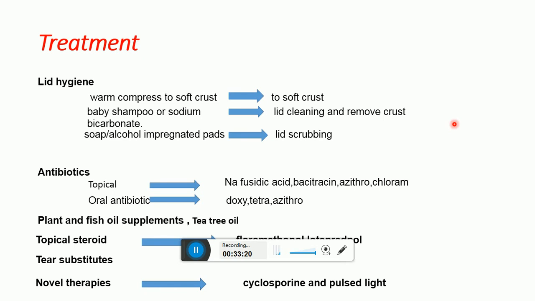High temperature cleaning of bedding, the use of tea tree shampoo and facial soap and treating the patient's partner may also help to reduce recurrence. Novel therapies include cyclosporine, pulsed light application and purpose-designed devices to probe, heat and express the Meibomian glands, for example LipiFlow in the posterior disease. Complications are treated specifically.